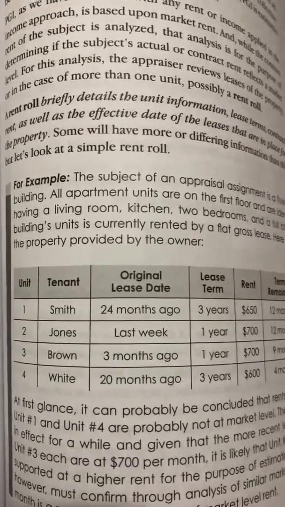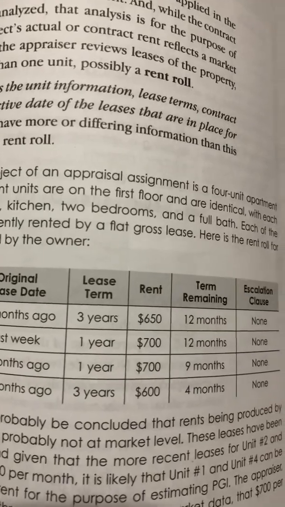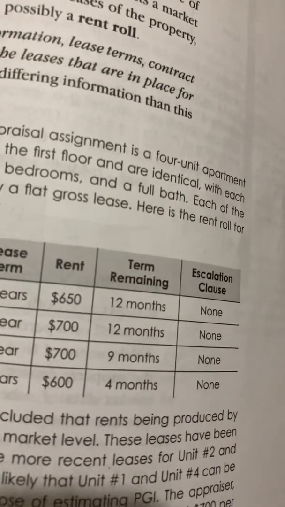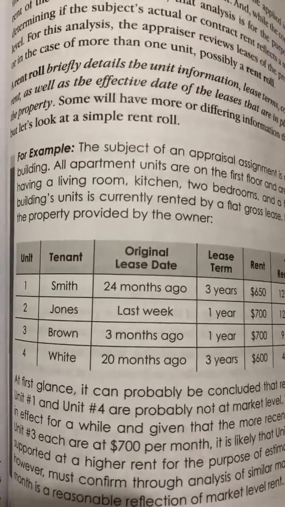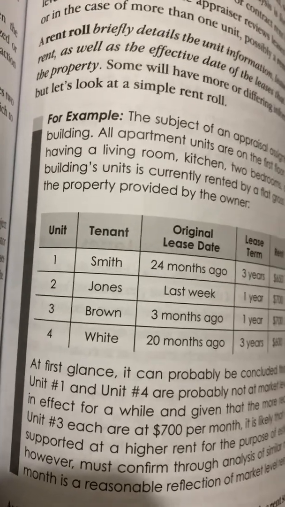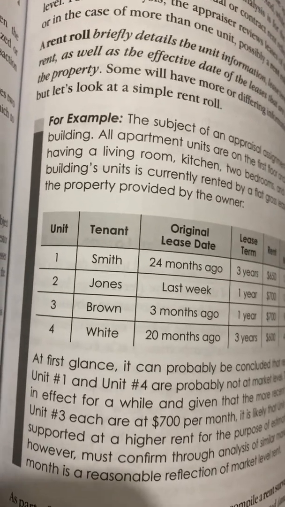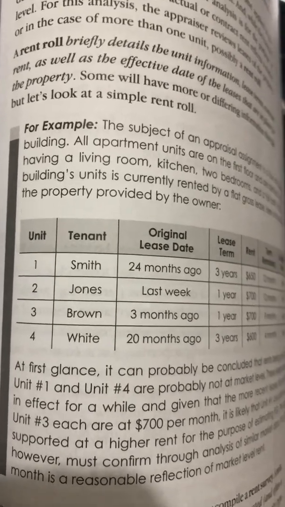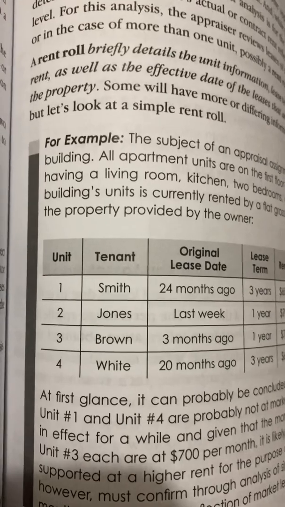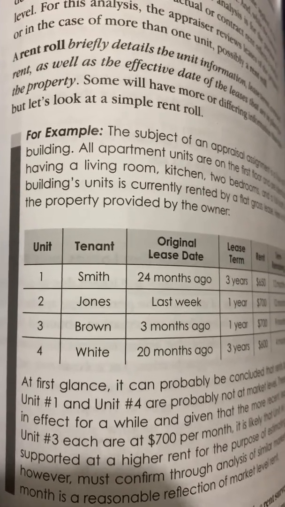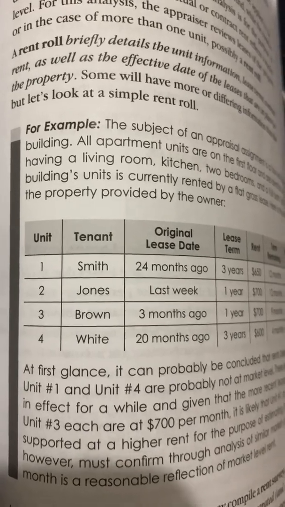Each of the building's units is currently rented by a flat gross lease. Here is the rent roll for the property provided by the owner. It shows a grid. The first part of the grid says unit, and then it goes down for unit 1, 2, 3, and 4. The next part is tenants. Unit 1's tenant's last name is Smith. Unit 2 is Jones. Unit 3 was Brown, and Unit 4 was White.